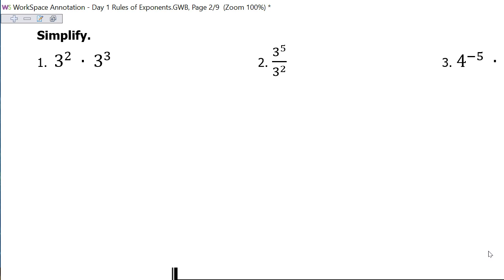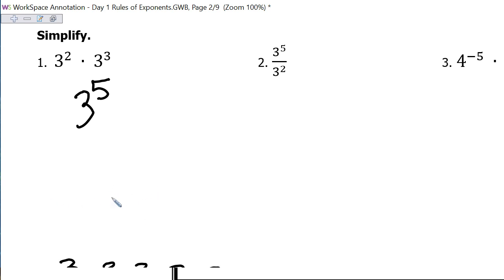Okay, problem number 1. Notice the bases are the same, so keep the base the same. And when you're multiplying, what do you do with the exponent? Add them. So 2 plus 3 is 5. Now, if it's something small, go ahead and simplify it further. So 3 to the 5th power, we have to figure out what 3 times 3 times 3 times 3 times 3 would be. 243. You did that without a calculator?